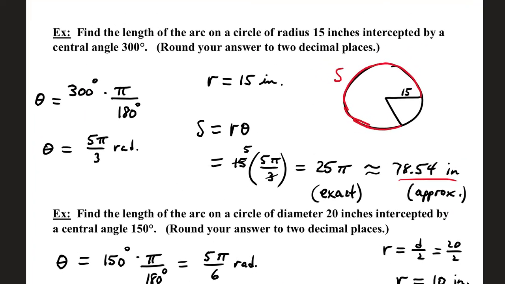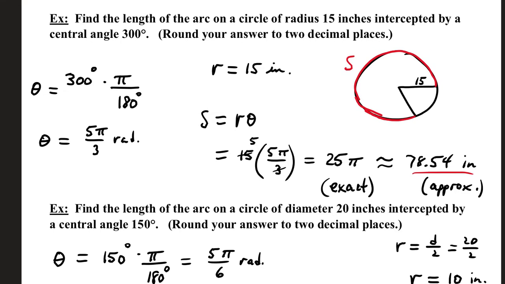Find the length of the arc on a circle of radius 15 inches intercepted by a central angle 300 degrees. Round your answer to 2 decimal places. Well, first, our central angle needs to be in radians. So let's multiply by pi over 180 degrees. 300 over 180. And remember, in your calculator, you can type in 300 divided by 180, hit your math button, and enter twice. It'll reduce that to 5/3.